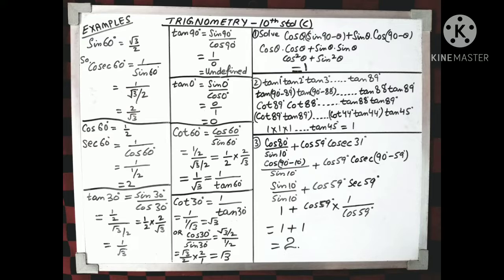Similarly, cot 30 degree is equal to 1 by tan 30 degree. Tan 30 degree is equal to 1 by root 3. So I will get root 3 as the answer.